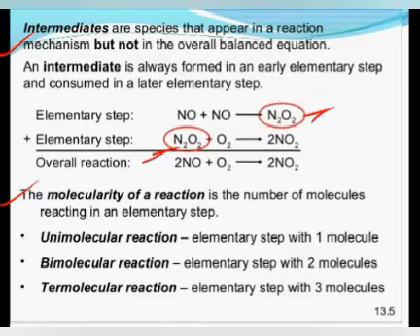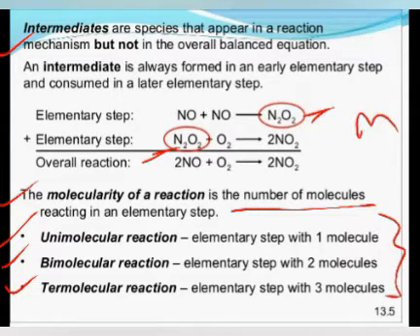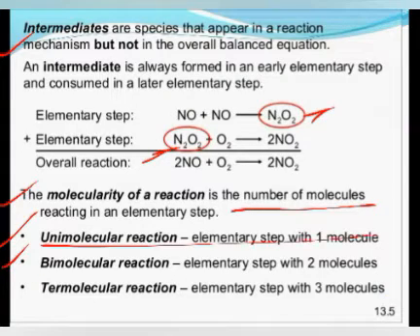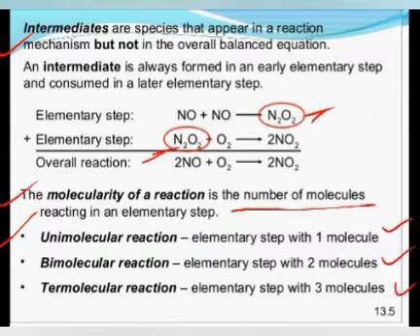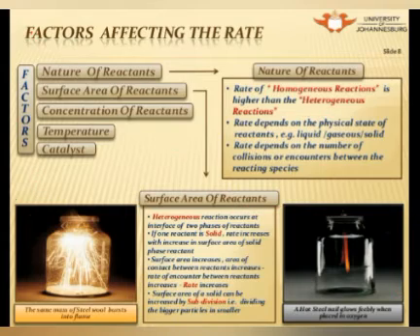The molecularity of a reaction is the number of molecules reacting. It is of three types: unimolecular, bimolecular and termolecular, which you studied in molecularity. The number of molecules participating is called molecularity. If an elementary step has one molecule, it is unimolecular; if two, bimolecular; and if three, termolecular. So this is all about collision and activated complex.